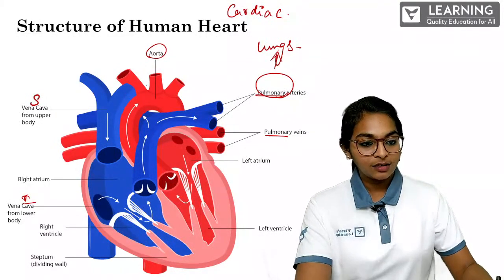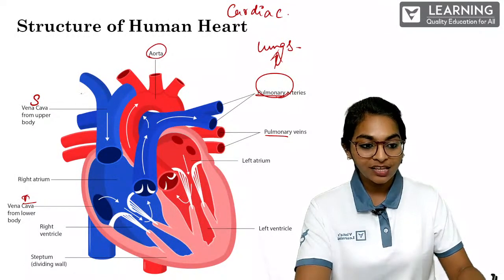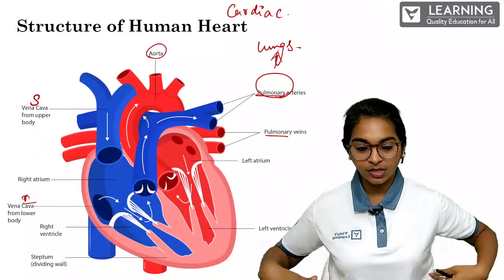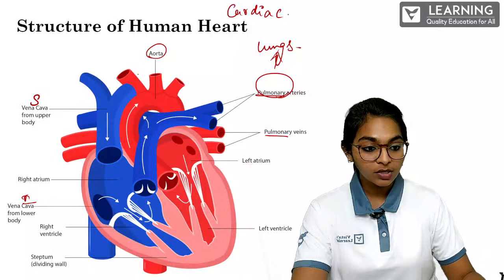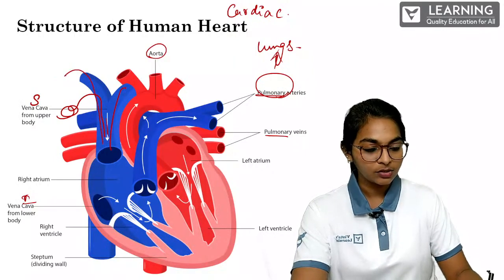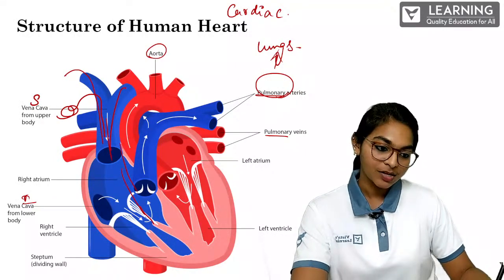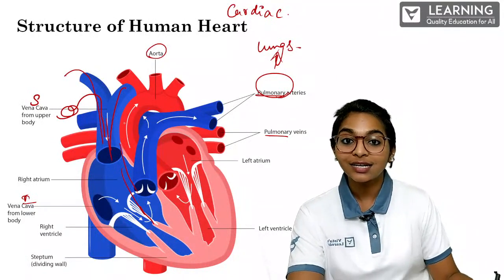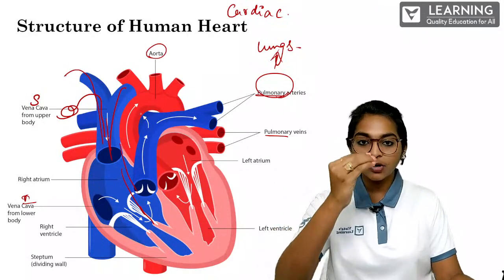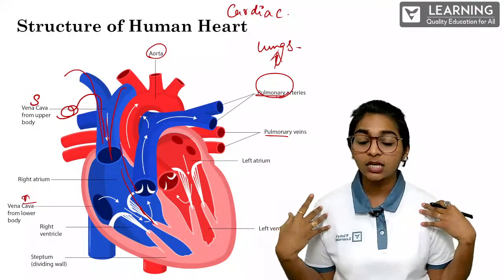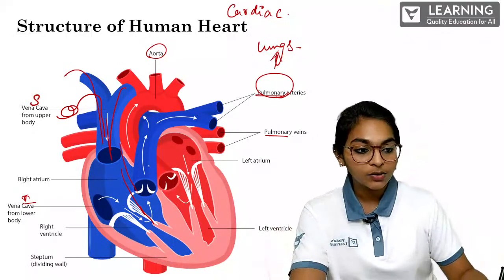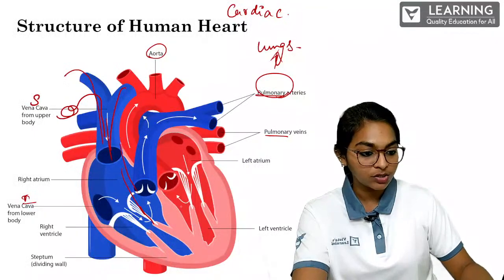Now let's say blood is flowing from the superior vena cava, which means the upper part of the body: the head, both arms, and then the abdomen. This blood is flowing into the right ventricle. All of this is deoxygenated or used-up blood coming from the body parts, where the body cells have already consumed the energy, taken the oxygen and the glucose. That used, deoxygenated blood flows into the right ventricle.